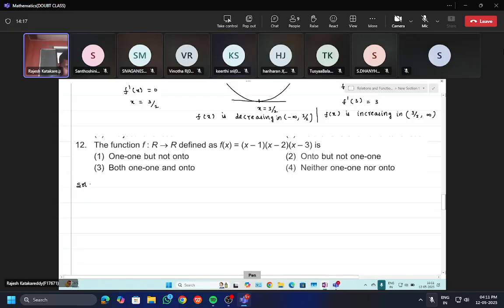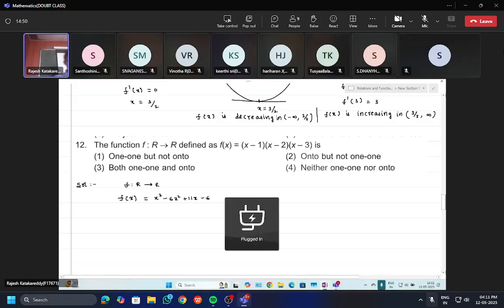If you see the problem, they have given a function f defined from real numbers to real numbers. f of x is equal to (x minus 1) into (x minus 2) into (x minus 3). If I multiply this, I'll get x cube minus 6x square plus 11x minus 6, I guess. One is working. This is what I get if I multiply.